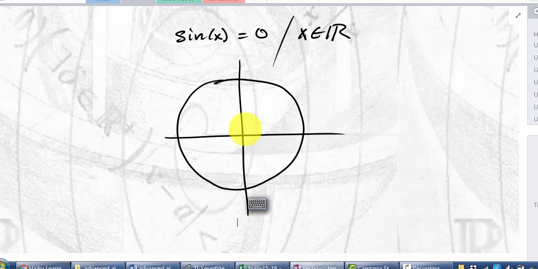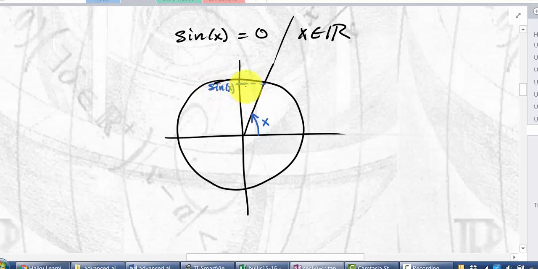Let's take a real number x that is actually an angle right here. And x is right there. What is the sine of x? Well, sine of x is the y-coordinate of the point. This is sine of x. Where is the y-coordinate equal to 0? When the point on C1 is right here, or right there.